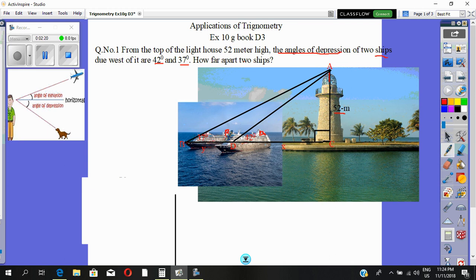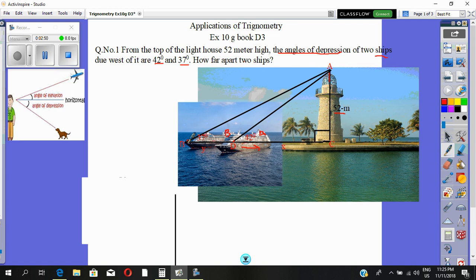As you near 90 degrees, your angle will be greater. Means from 37, as you move towards 90 degrees, your angle must be greater. Okay, here 42 degrees. We're supposed to find the distance between the two ships, means here from B to D, these two points where the two ships are.